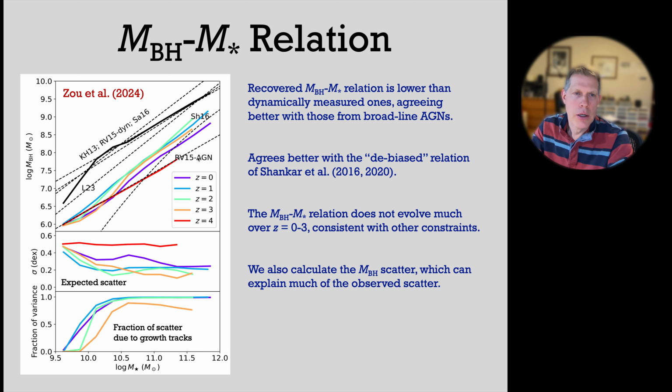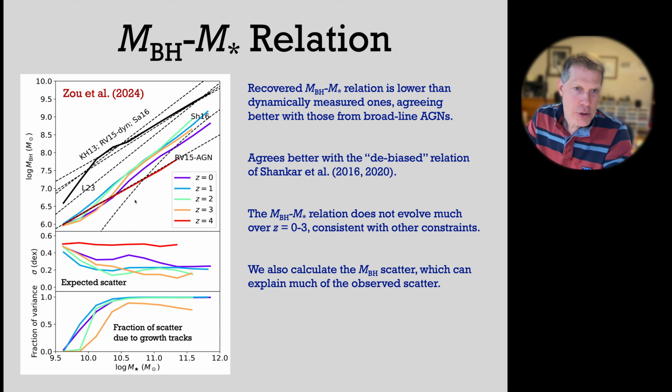In fact, our simulations agree better with the black hole mass stellar mass relations found for broad line AGNs, and furthermore, they agree better with the so-called debiased relation between black hole mass and stellar mass that Shankar et al. have put forward, where they have argued that there are selection biases that go into the local relations measured straight up, and if you don't correct for those, your results are biased, and they suggest the real relation is down there, which notably agrees better with our simulation. So that suggests that perhaps Shankar et al. are on the right track, which is very interesting.